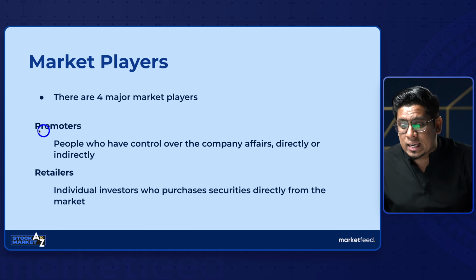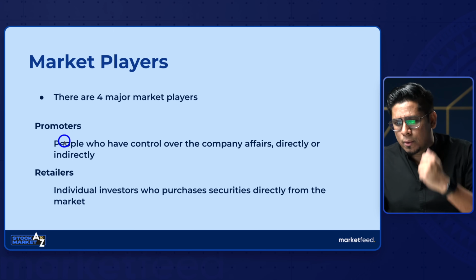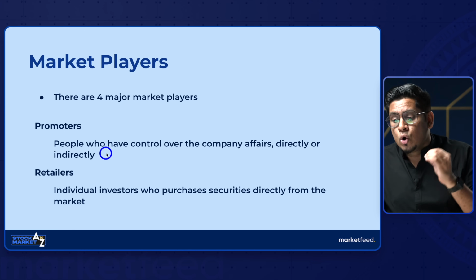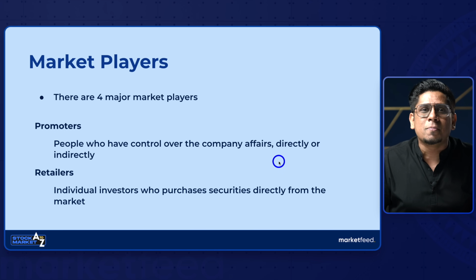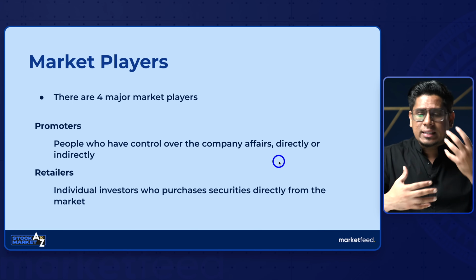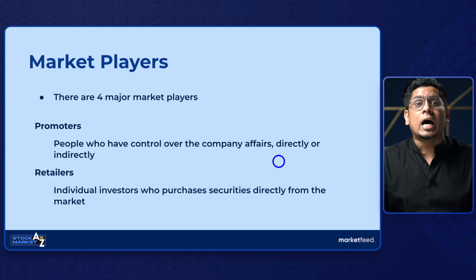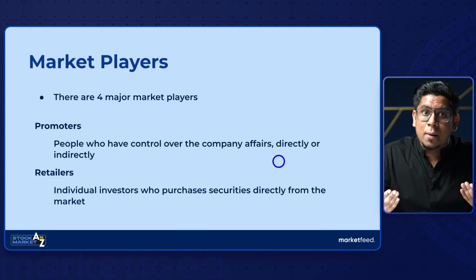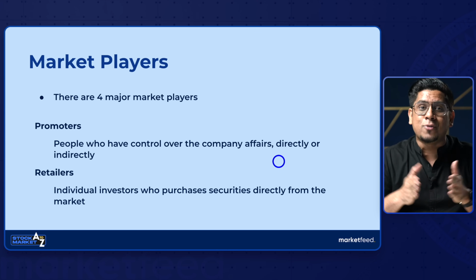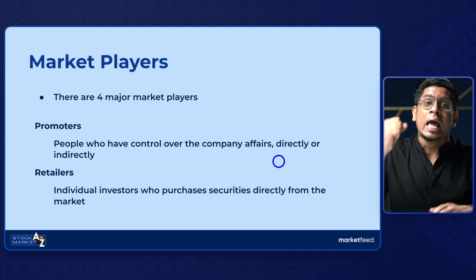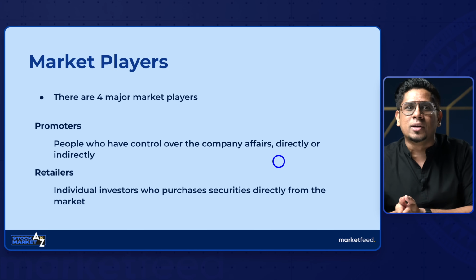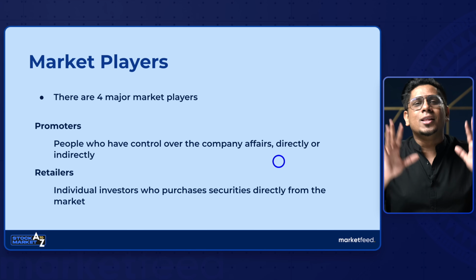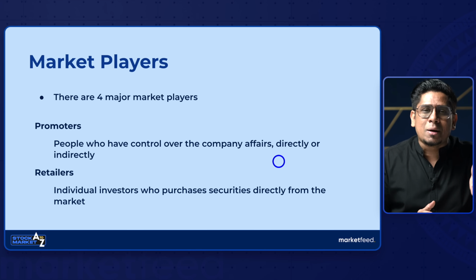Number one, as you can see here, is promoters. Let's read about them. Promoters are people who have control over the company affairs directly or indirectly. Very clear, right? So to understand it even better, promoters are people who founded the company or people part of the founding family. They have a direct or indirect control over the company. Now let's take an example. Reliance Industries Limited. We all know Reliance, right? Who are the promoters of Reliance? Mukesh Ambani and his family, right? So as easy as that.